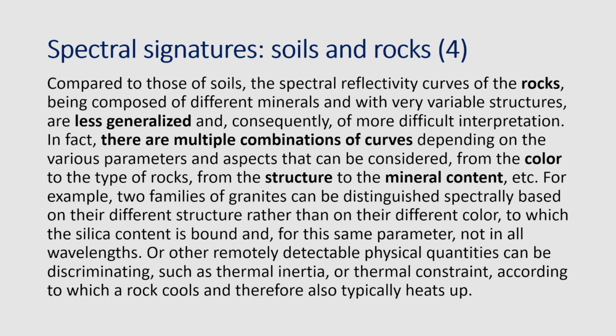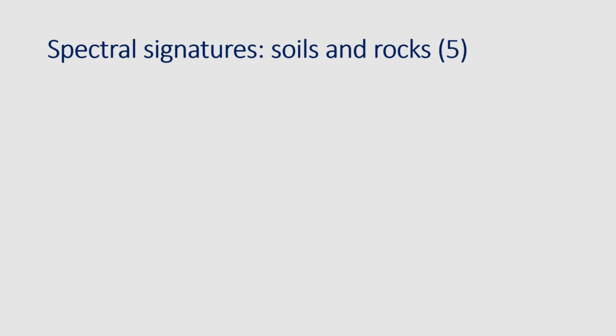For example, two families of granites can be distinguished spectrally based on their different structure rather than on their different color, to which the silica content is bound and, for this same parameter, not in all wavelengths. Or other remotely detectable physical quantities can be discriminating, such as thermal inertia or thermal constraint, according to which a rock cools and therefore also typically heats up.